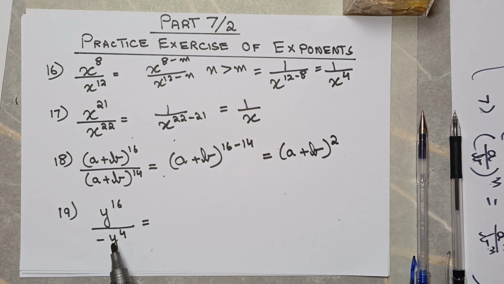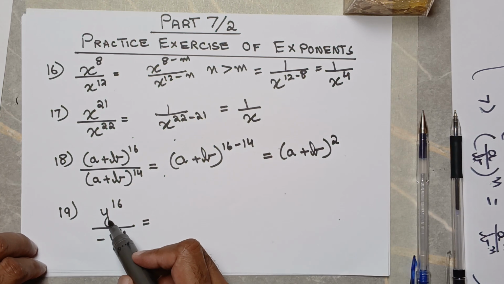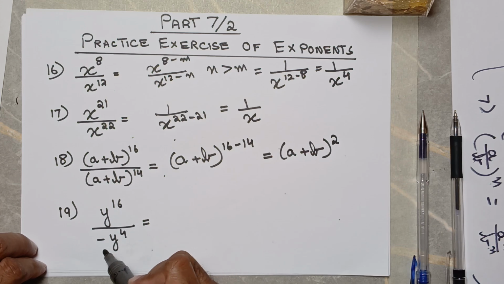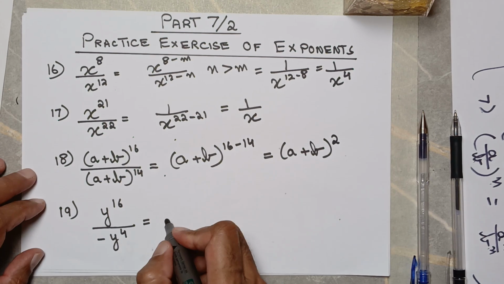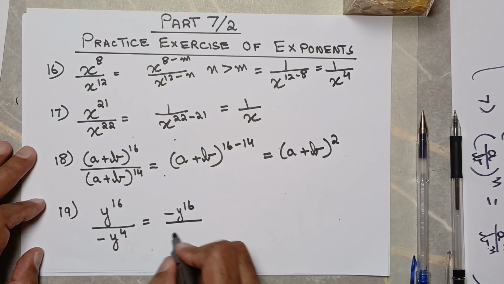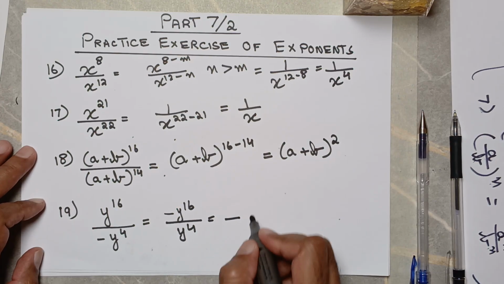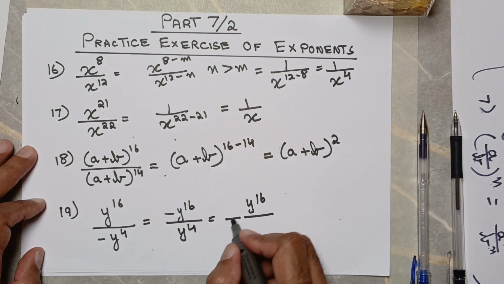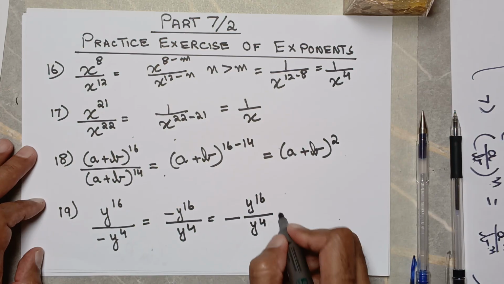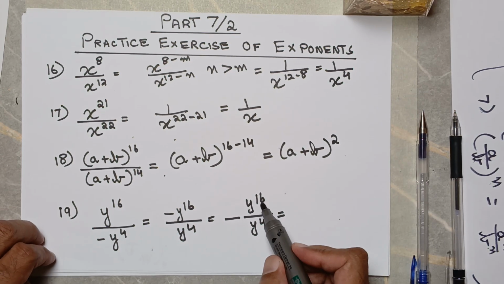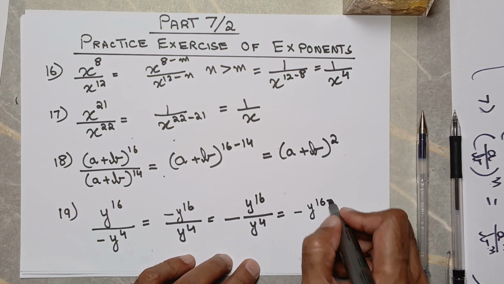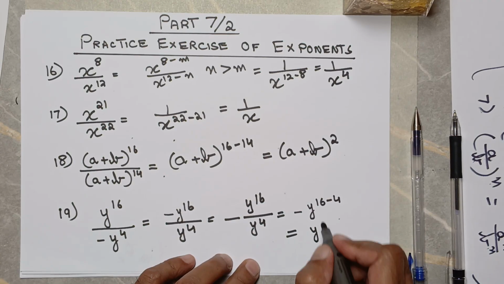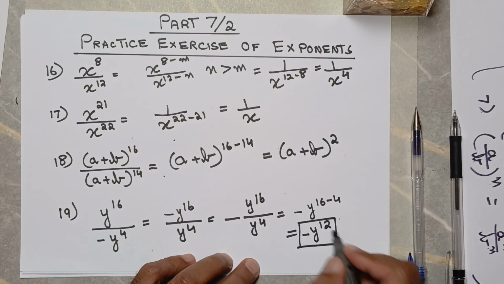Now here it is an interesting question. It says y raised to the power 16, and in the denominator you are watching a minus sign, but don't worry about this minus sign. You can write this simply as minus y^16 over y^4, or you can write the minus sign in the middle. What you have to concentrate on are these exponents. Here it is 16, here it is 4. What you are going to do is simply y^(16 minus 4), and your answer is minus y raised to the power 12. That is your final answer.